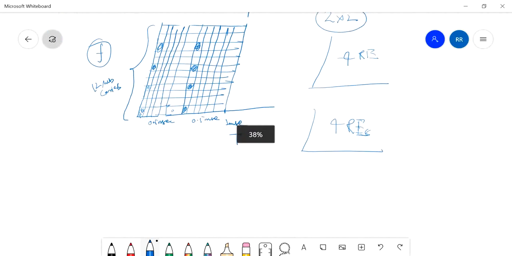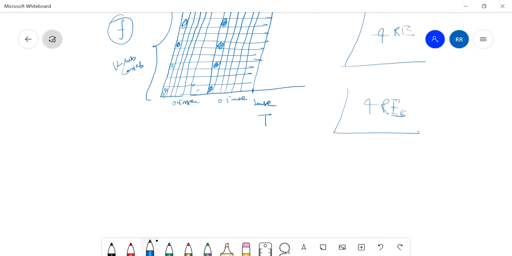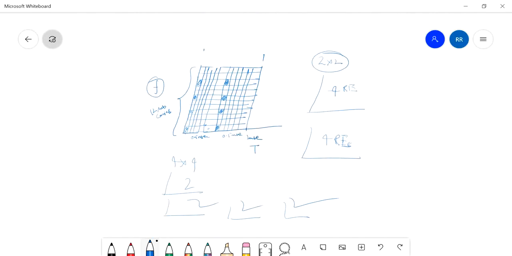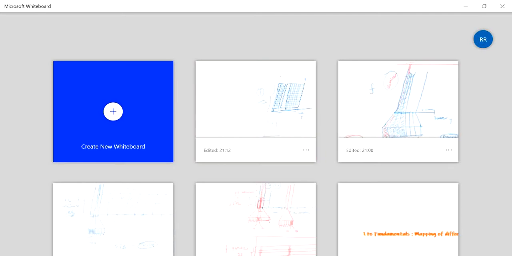And if we have 4x4 MIMO, suppose we have 4x4 MIMO, so I think 2 REs would be distributed for 4 resource grid in this. Yeah, and one more thing I forgot to tell you in this one, sorry.